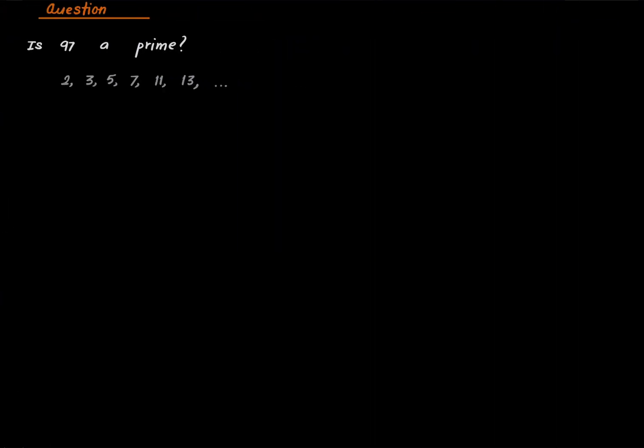So let me start with a question, just a computational question. Is 97 a prime number? Well, you may already know that it is, but if you didn't, what would you do? You would start checking, you'll start running through the list of all the primes which are less than 97 and see if one of them divides it. If none of them divide it, then you will declare that the number 97 is a prime.